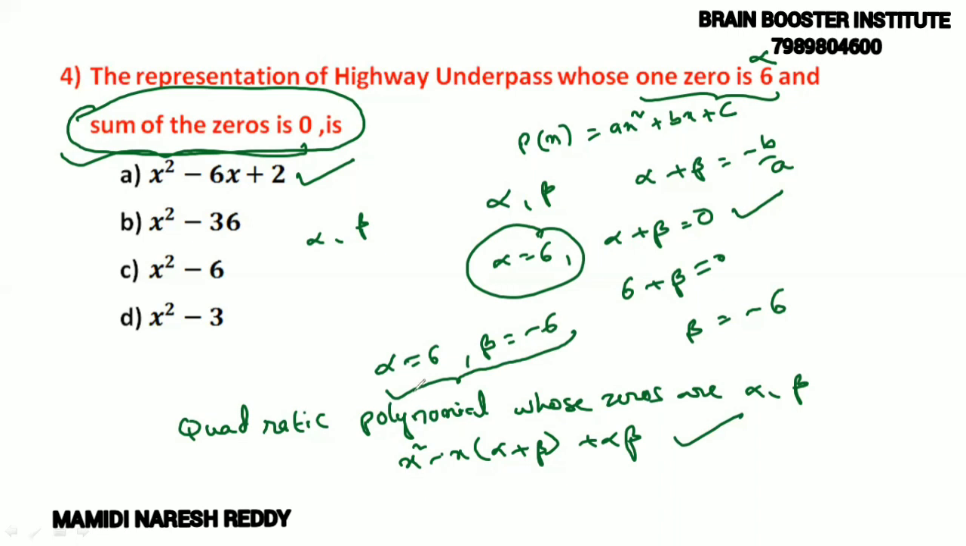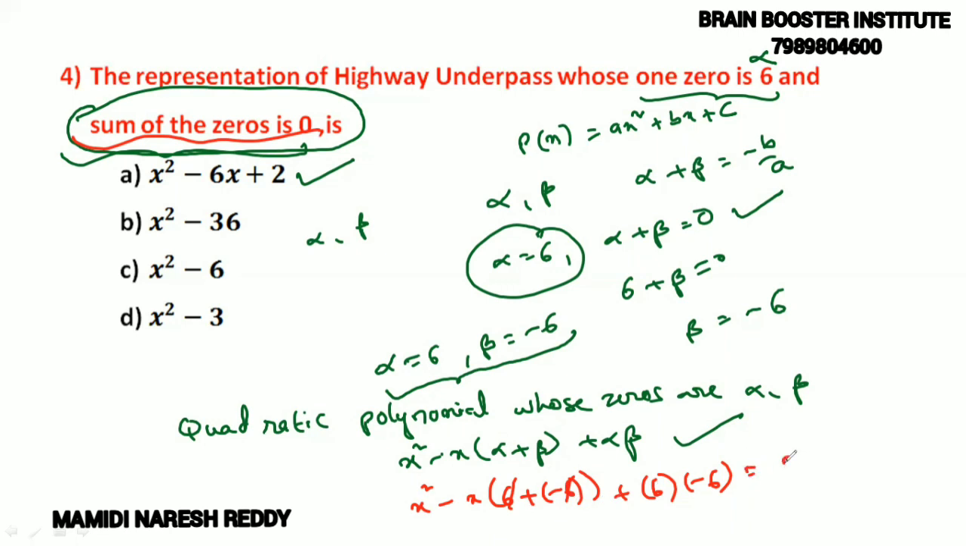Now let us substitute alpha is equal to 6 and beta is equal to minus 6 here. x square minus x in the place of alpha will be equal to 6 and in the place of beta, we get here minus 6, plus alpha into beta, 6 into minus 6 here. Now, children, here 6 and minus 6 get cancelled, then alpha plus beta is equal to 0, which is given in the question already. So directly also we can substitute 0 here. But to make you understand, I substitute alpha is equal to 6 and beta is equal to minus 6 here.